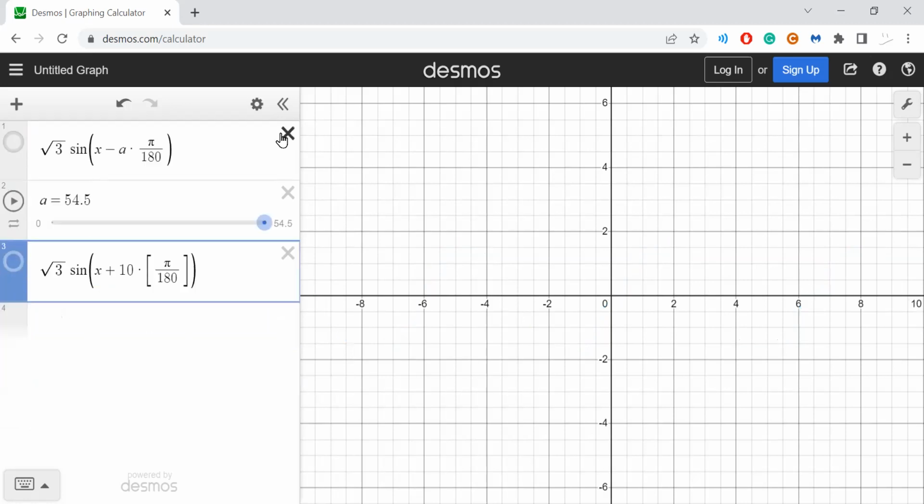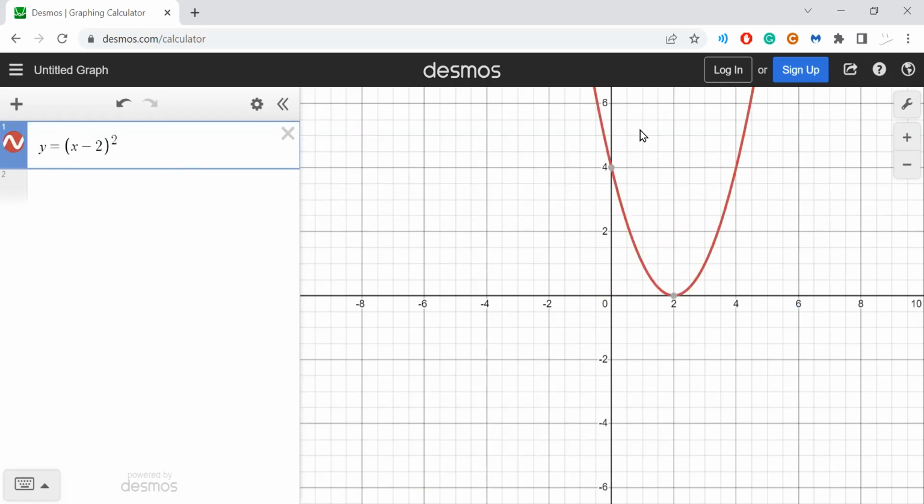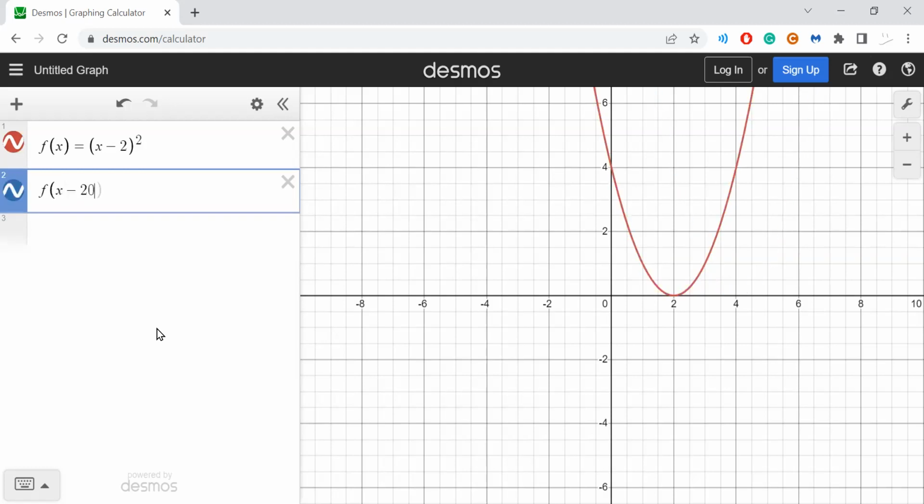Let me just show you a quick example. Let's say that we have y equals, I don't know, x minus 2 squared, right? And let's call this f of x. Just like sine x, right? But now it's f of x. If I type in f of x minus 2, what do you expect?